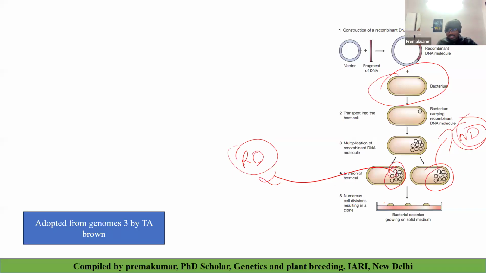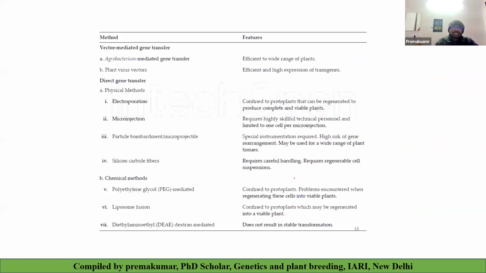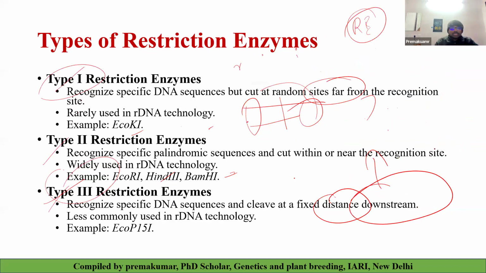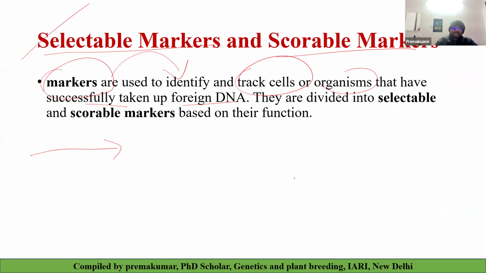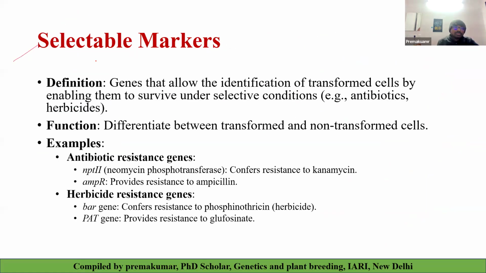But how will you select? Because everything looks the same. The colonies look the same. But we need some marker to identify which clone is recombinant and which clone has the non-recombinant DNA. That is called markers in recombinant DNA technology. There are several types: selectable markers and scoreable markers. First, we will discuss what selectable markers are.